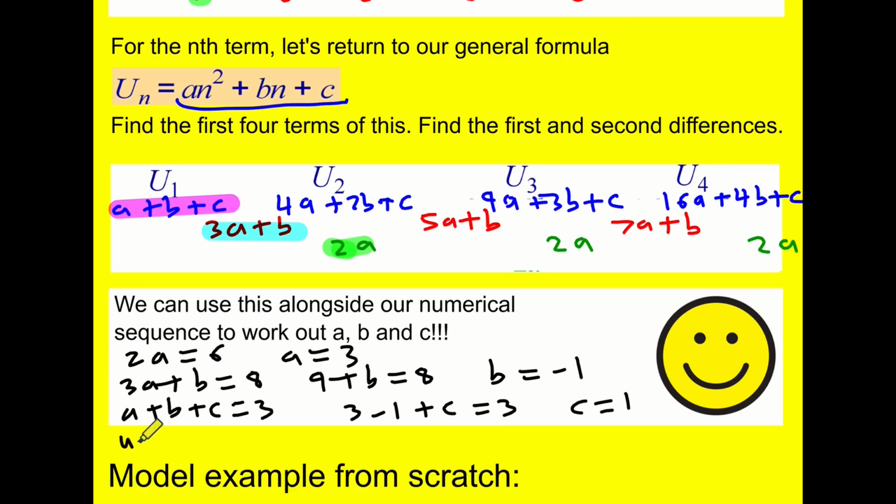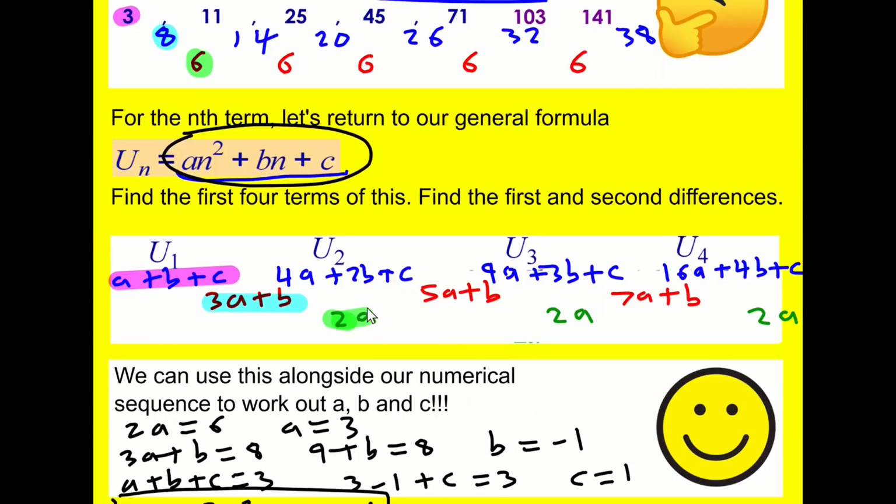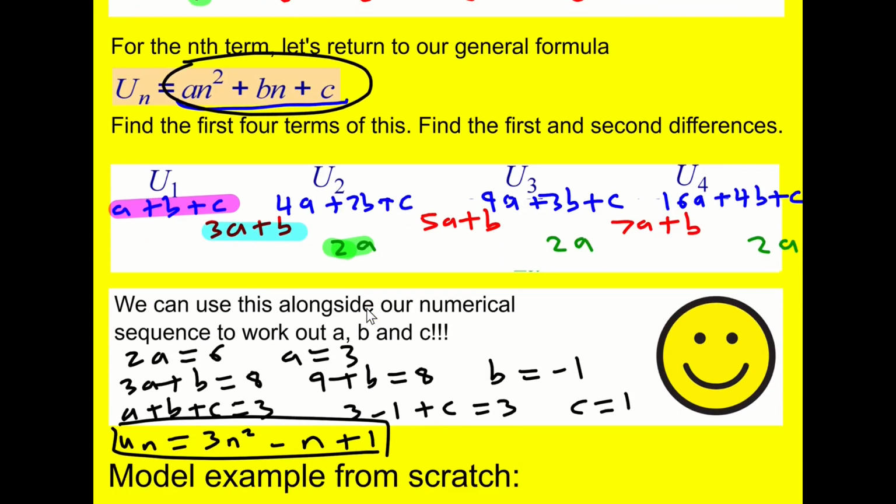And finally, I can write down that un is going to equal 3n squared. I'm now substituting a, b, and c into here: 3n squared minus n plus 1. And I've worked out the nth term of the quadratic sequence here. Whew, good stuff.